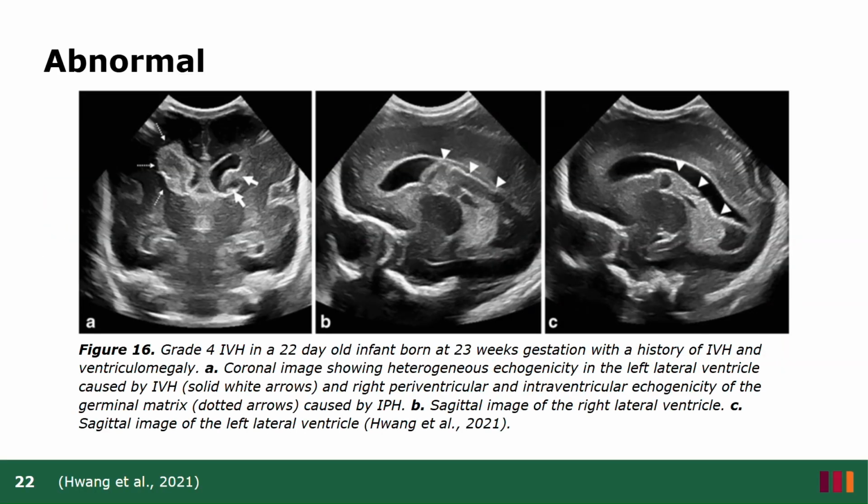Grade 4 intraventricular hemorrhage in a 22-day-old infant born at 23 weeks gestation with a history of intraventricular hemorrhage and ventriculomegaly. A. Coronal image showing heterogeneous echogenicity in the left ventricle caused by intraventricular hemorrhage, and right periventricular and intraventricular echogenicity of the germinal matrix caused by intraparenchymal hemorrhage. B. Sagittal image of the right lateral ventricle.